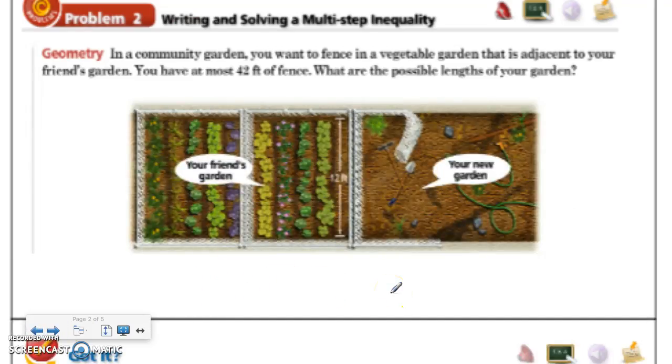In a community garden, you want to fence in a vegetable garden that is adjacent to your friend's garden. Adjacent means next to. You have at most 42 feet of fence. What are the possible lengths of your garden? All right, so there's a lot going on here. First of all, if I'm going to put a fence around a garden, that is called perimeter.